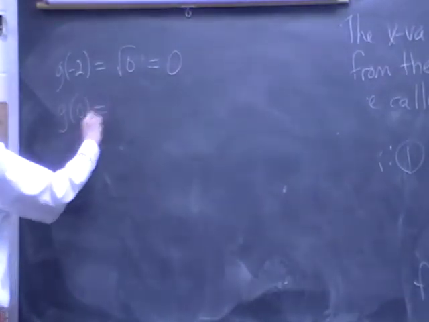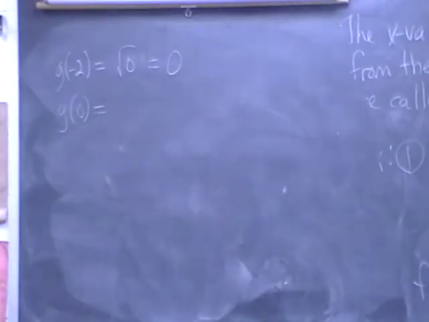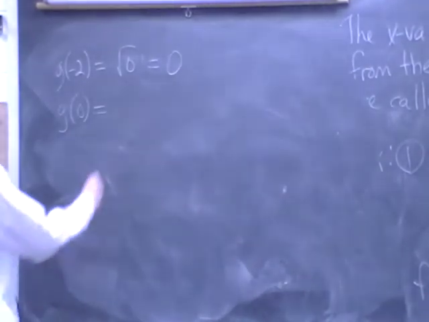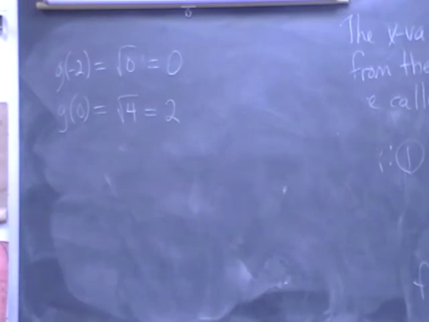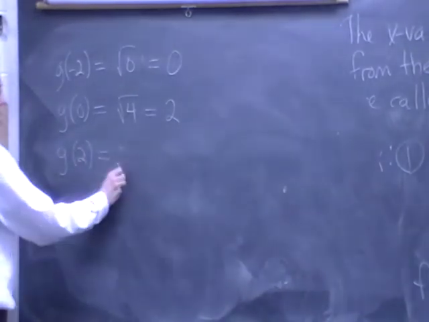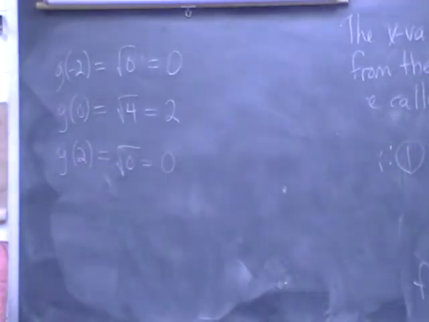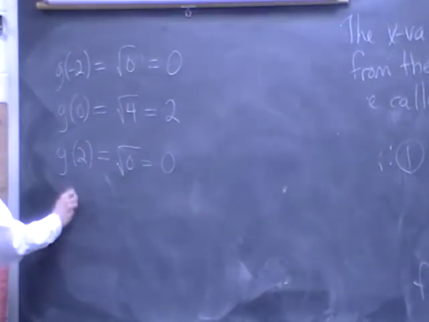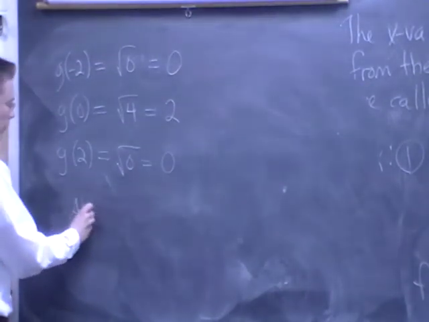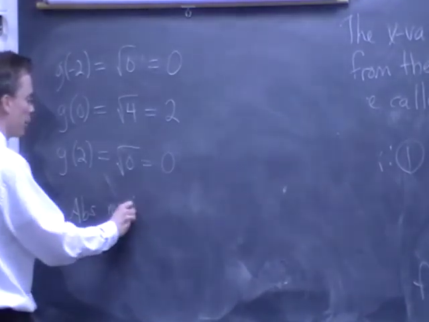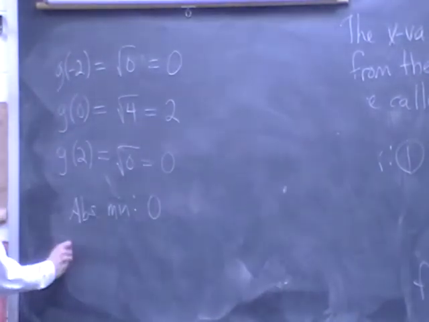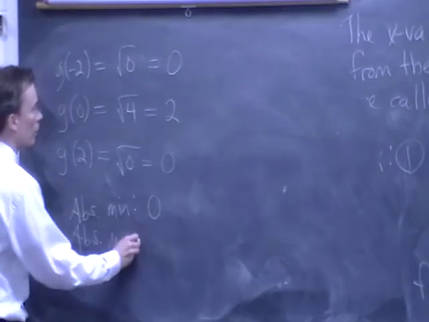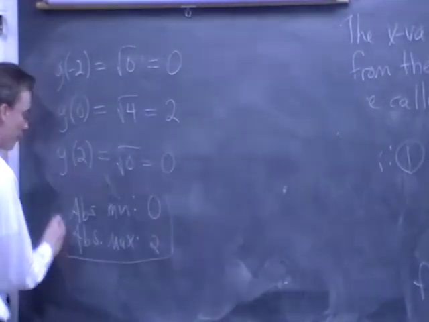What about g of 0? Plug in 0, you get square root of 4. The positive range only, we'll play by just the positive range here. That's going to give you 2. And g of positive 2, square root of 0, gives you 0. So really these are absolute. We got an absolute min value of what? 0. That's as low as it goes. And we've got an absolute max. The y value of 2 is our highest y value.